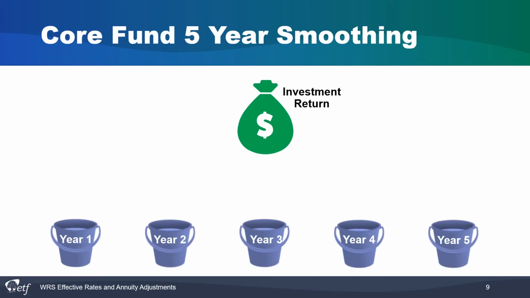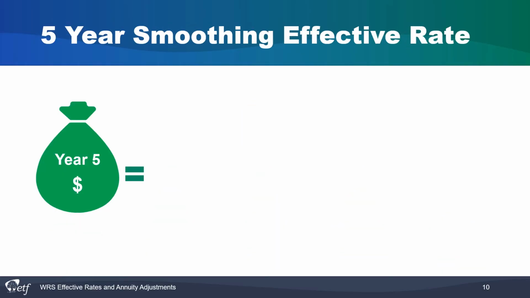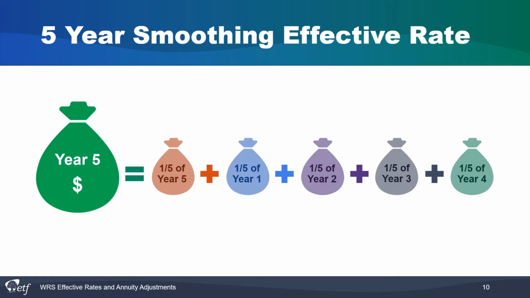Think of a line of 5 buckets. Core fund investment gains and losses will be separated into 5 buckets. 1/5 of the gain or loss from the current year's investment will be included in the calculation for the current year's effective rate of interest. The remaining 4/5 will be set aside for the following 4 years. So the effective rate of interest for the current year uses 1/5 of the current year return and 1/5 of the return from each of the prior 4 years.